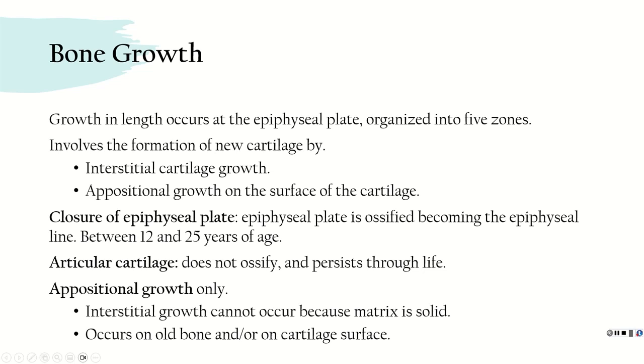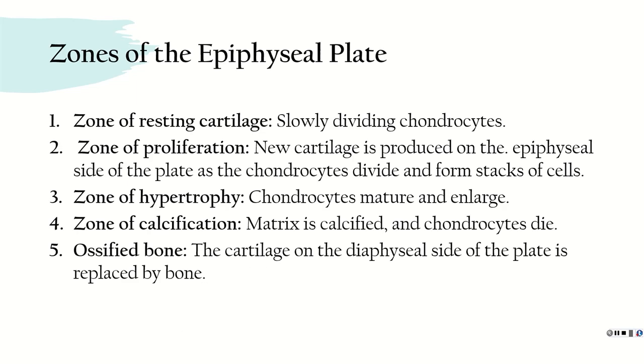The appositional growth really is occurring because it's occurring in opposite directions, right? So here are the 5 zones. We have a resting cartilage zone where we have our chondrocytes that are not really dividing, very slowly, if anything. Then we have proliferation where new cartilage is being produced.